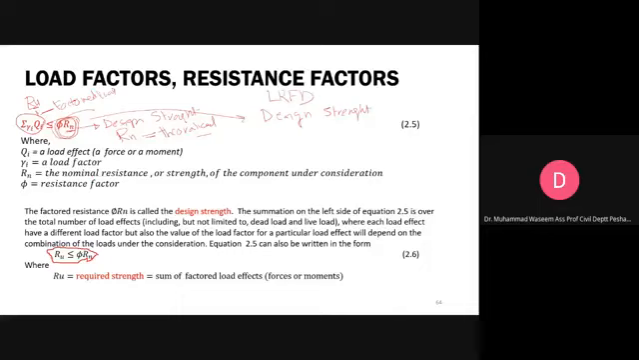So the basic requirement is that the Ru value, which is derived from the factored load, should always be equal to or less than the design strength. That means the design strength should be more than the required strength, and this Ru we call the required strength, which is the sum of the load effects. Are you following me? Do you understand? Yes, sir. So far, so good.